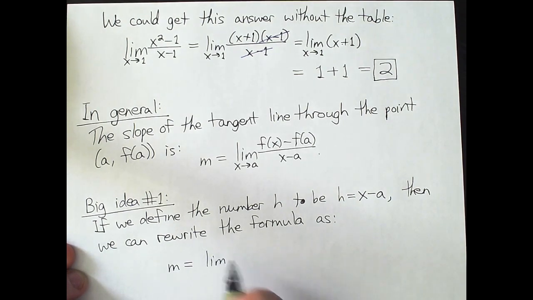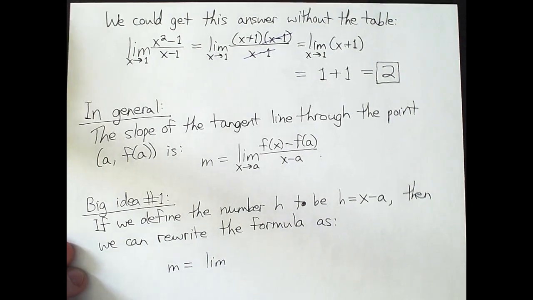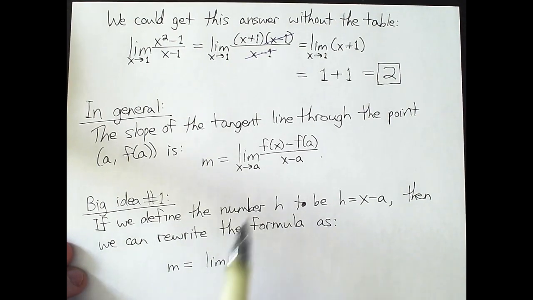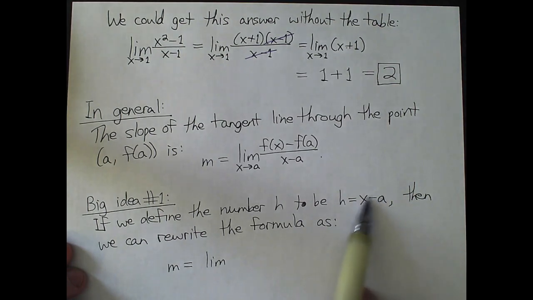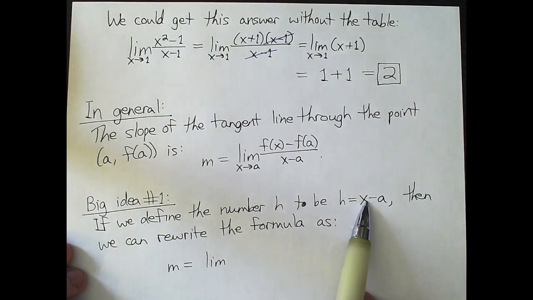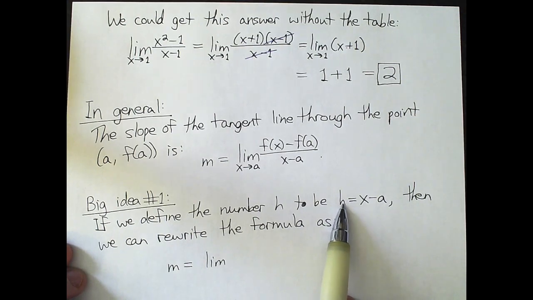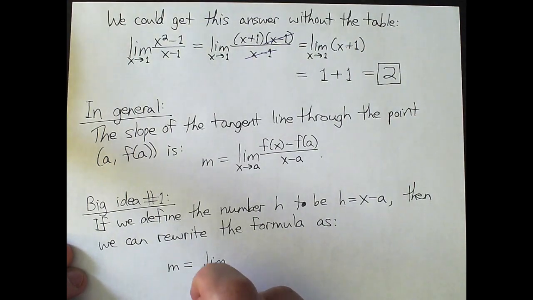the limit, instead of x going to a, if I introduce this letter h, when x goes to a, x and a are approaching the same thing. They're practically becoming the same number. So h is going to become 0. So we could actually rewrite this as a limit as h goes to 0.